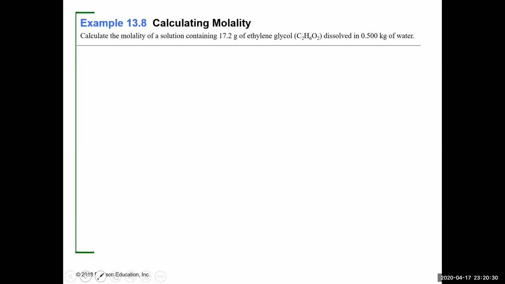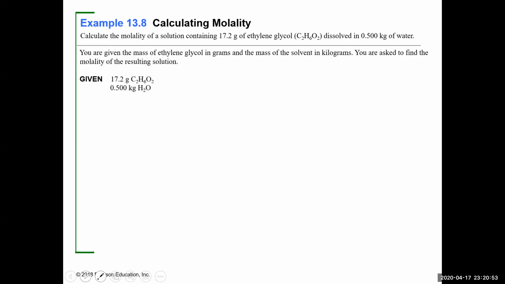Let's look at example problem 13.8 from your textbook. Calculate the molality of a solution that contains 17.2 grams of ethylene glycol, which is C2H6O2, dissolved in 0.500 kilograms of water. So we're given 17.2 grams of our ethylene glycol, which is our solute, and that's dissolved in 0.500 kilograms of H2O, which is our solvent. And we want to find the molality.